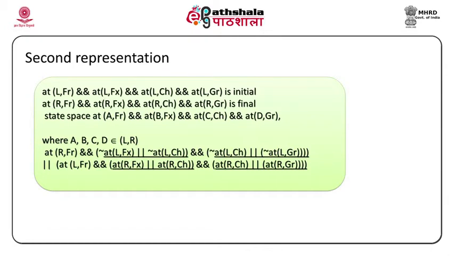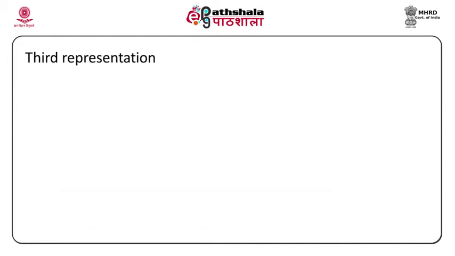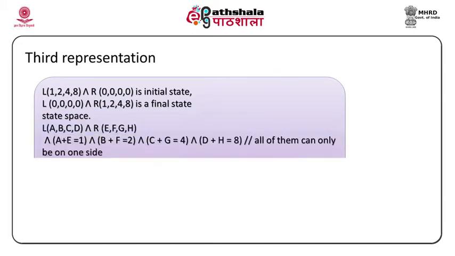Okay, and the second part of it says that if the farmer is on the left hand side, you can't have the same combination on the right hand side. Okay, so that is something which is more readable. Okay, then we can have the third representation. Now this is a little more tricky. Now what's tricky about this? Try to see and try to understand.